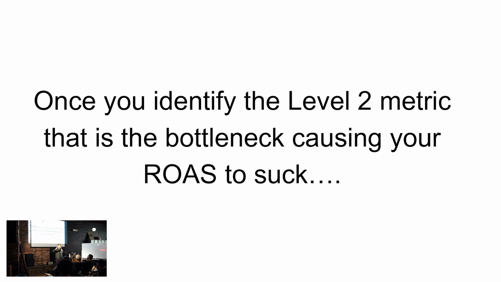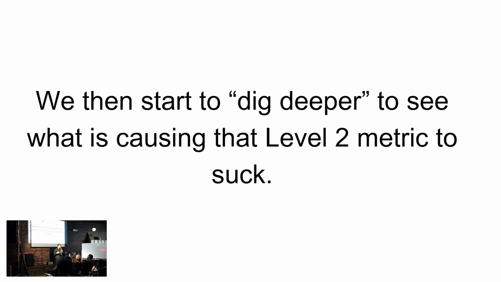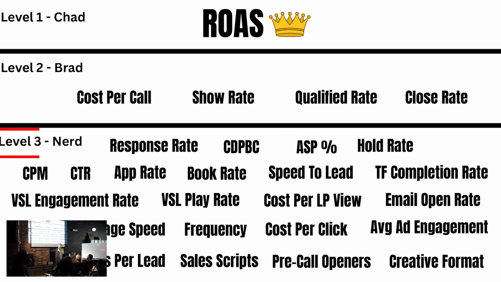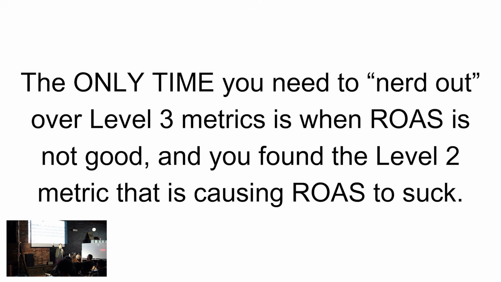All right, once you identify the level 2 metric that is the bottleneck causing your ROAS to suck, that's when we start to dig deeper to see what is causing that level 2 metric to suck. And we do that by looking into the level 3 metrics, which again, directly impact the performance of level 2. So whenever cost per call, show rate, qualified rate, or close rate is our bottleneck, then we start fucking around with all this nerd shit down here, okay? That make sense so far?